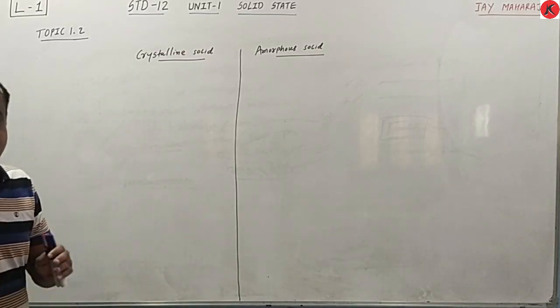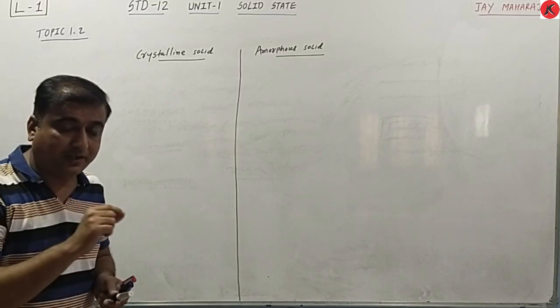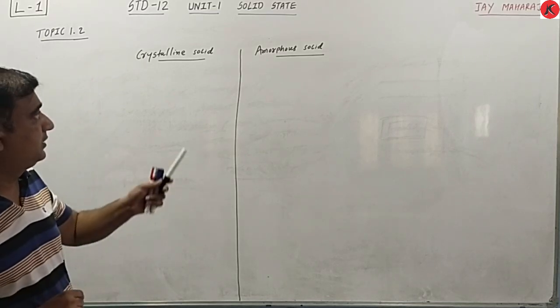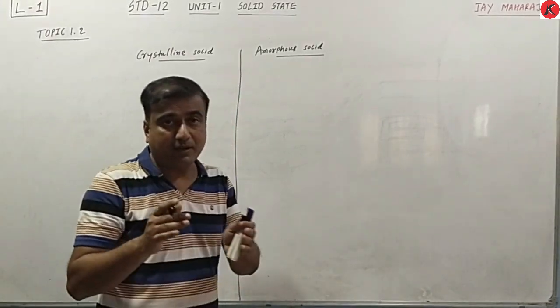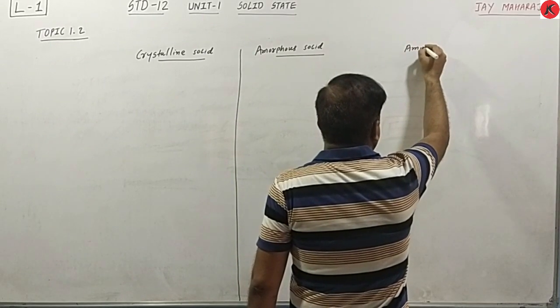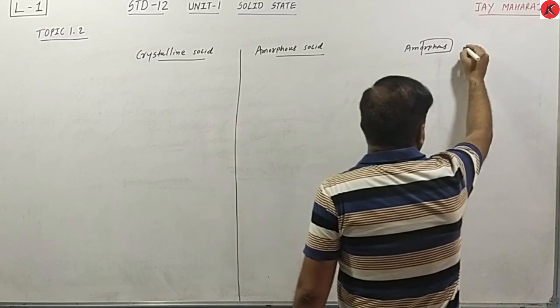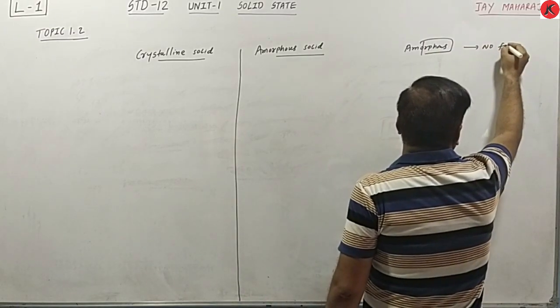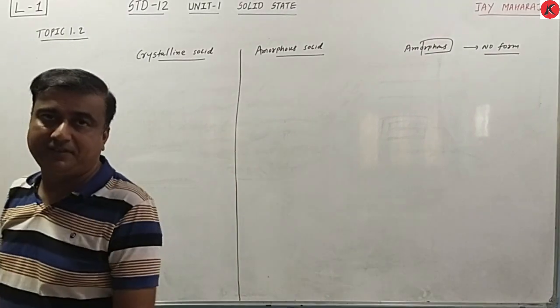The name suggests crystalline solid, a crystal; the solid substance is a crystal. Amorphous solid means amorphous, no form. That means it has no form, no regular alignment.